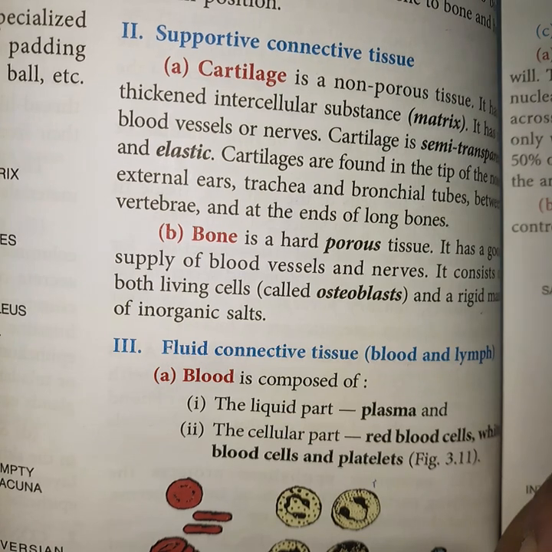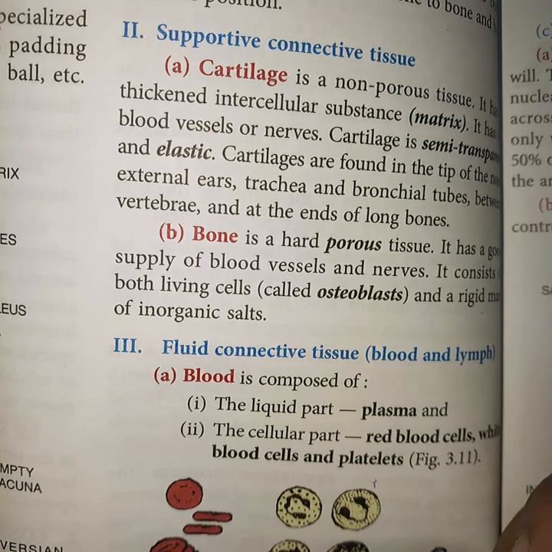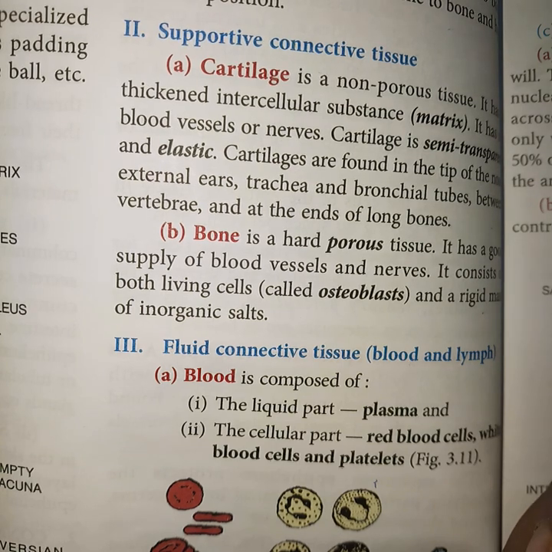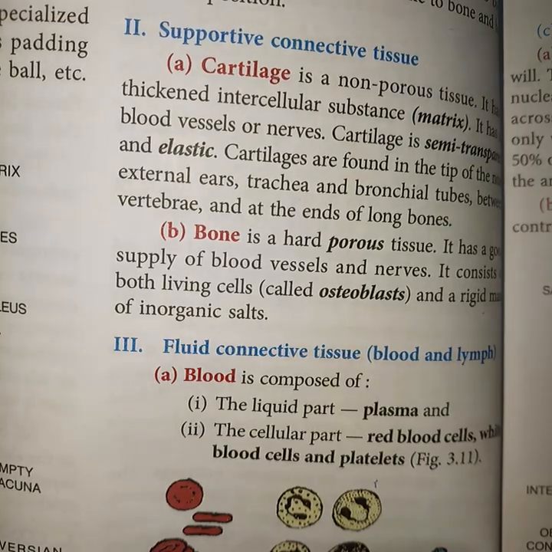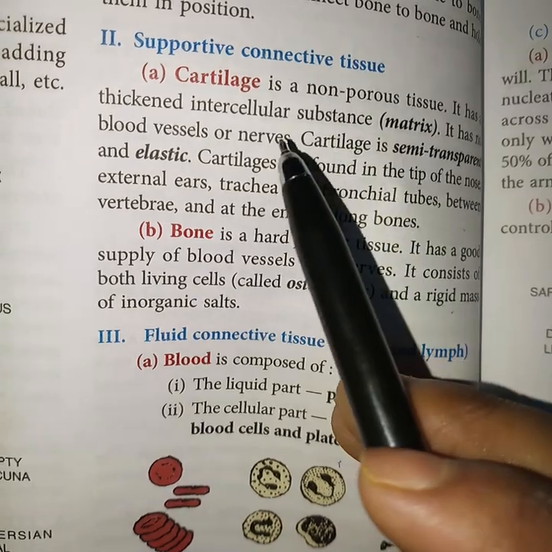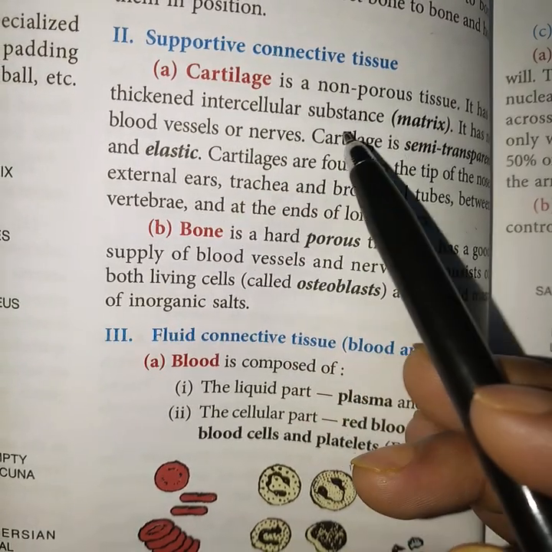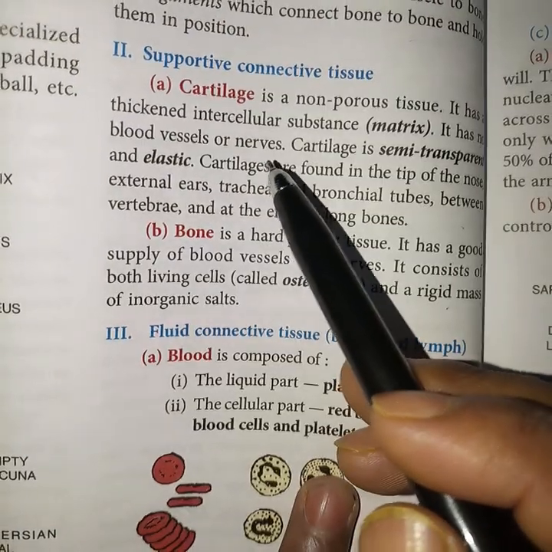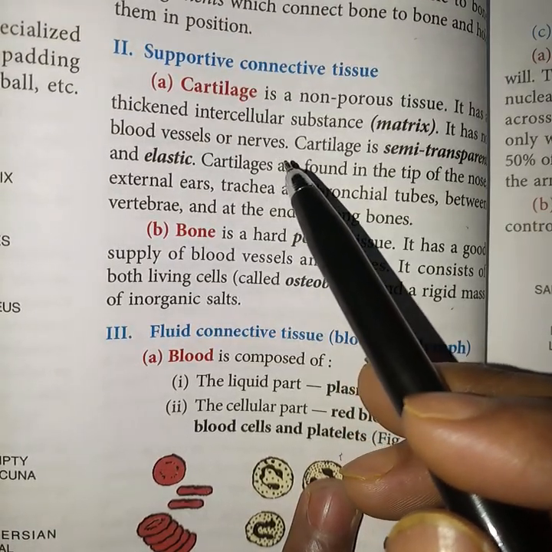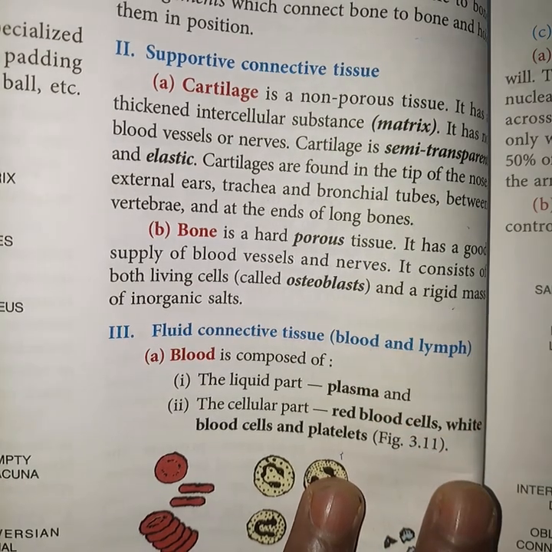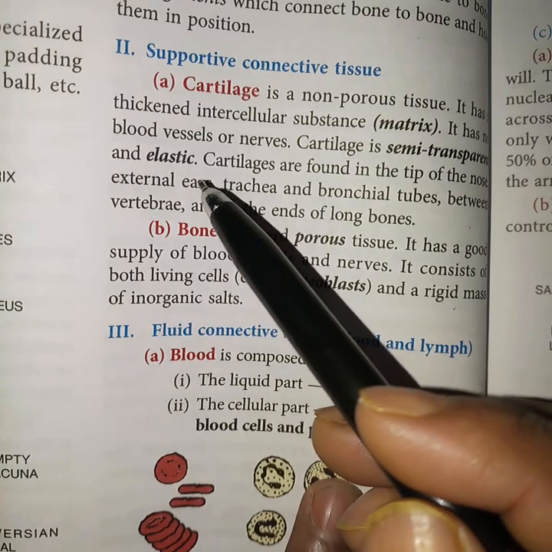When we pierce our ears, it does not cause any pain because cartilage does not have nerves and blood supply. See, cartilage is non-porous. It has a thickened intercellular substance, the matrix. It has no blood vessels or nerves. That's why you do not have any pain if you pierce your nose or ear. Cartilage is semi-transparent and elastic.